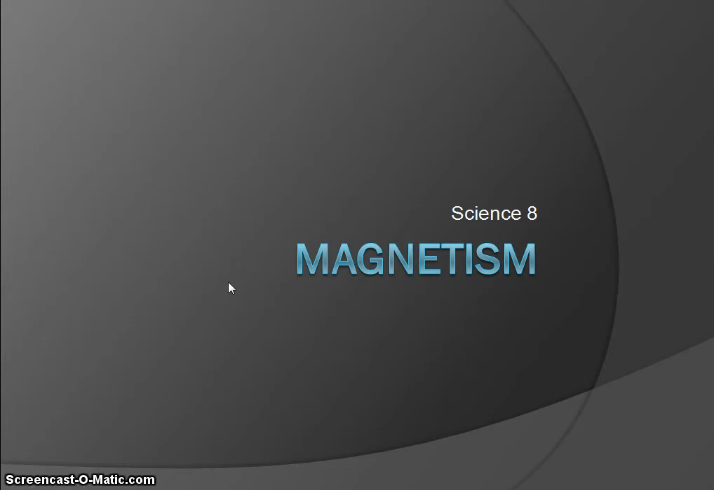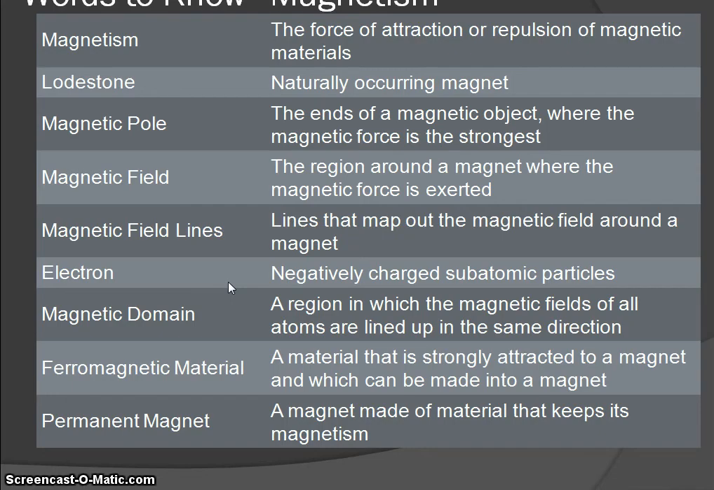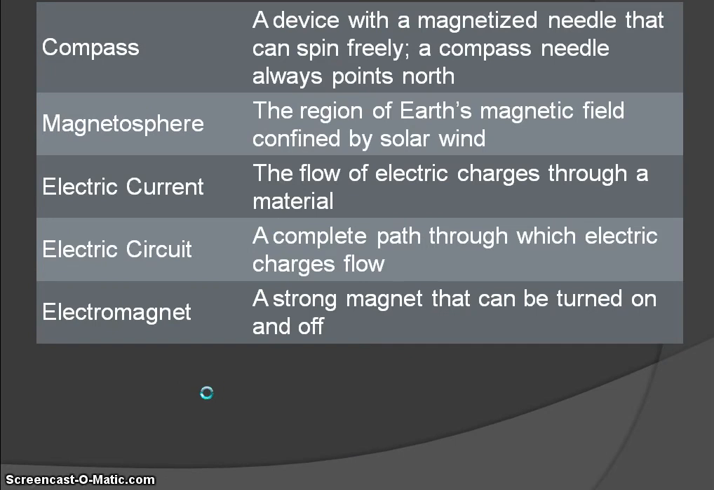These are the notes for magnetism. Here are the words to know: magnetism, lodestone, magnetic pole, magnetic field lines, electron, magnetic domain, ferromagnetic material, permanent magnet, compass, magnetosphere, electric current, electric circuit, electromagnet.